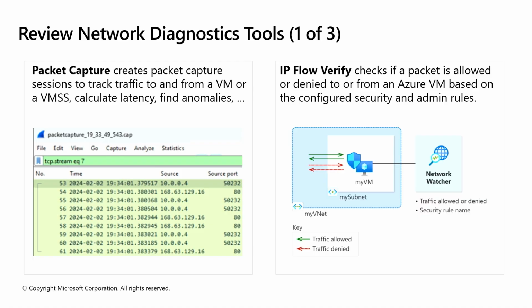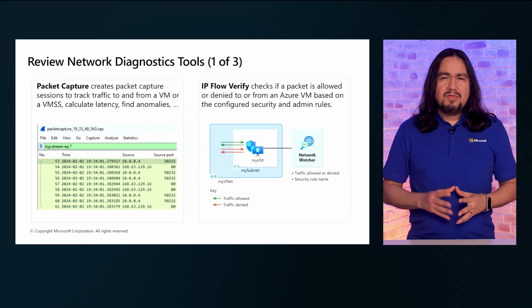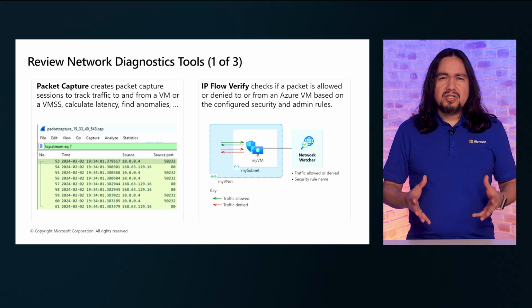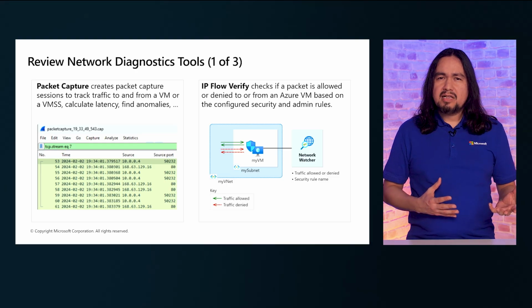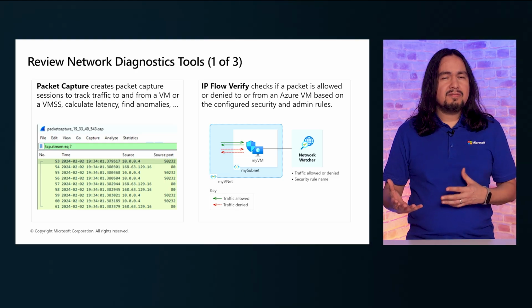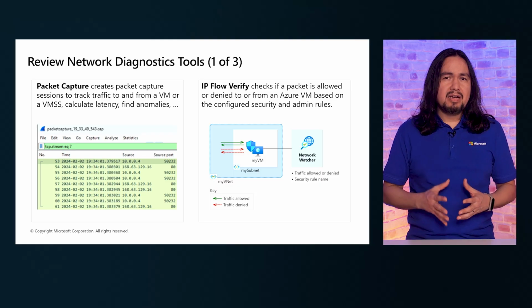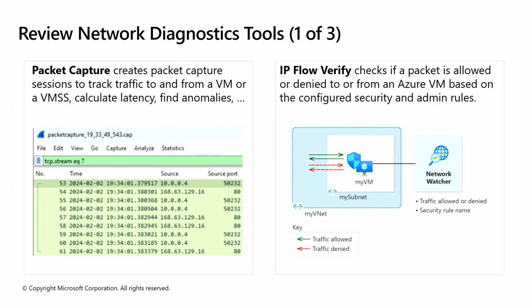Now let's talk about the network diagnostic tools. If you need to create a packet capture session to track traffic to and from a virtual machine or maybe a virtual machine scale set, calculate latency, find anomalies, then packet capture is for you. Another tool is the IP flow verify. It will check if a packet is allowed or denied to or from an Azure virtual machine based on the configured network security rules.